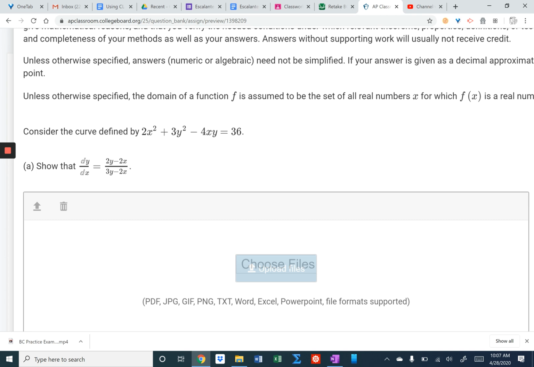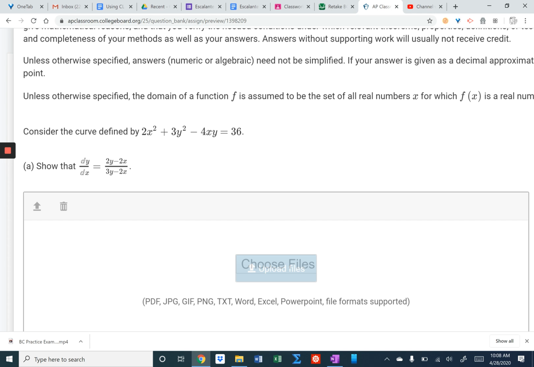Now for number 2, it starts off by giving you an implicit equation, 2x squared plus 3y squared minus 4xy equals 36. And in part A, they say show that. They're giving you the answer for the derivative. You have to just show where that comes from. So you just got to differentiate the implicit equation that they gave you and then do the algebra to show that its derivative simplifies down to this.